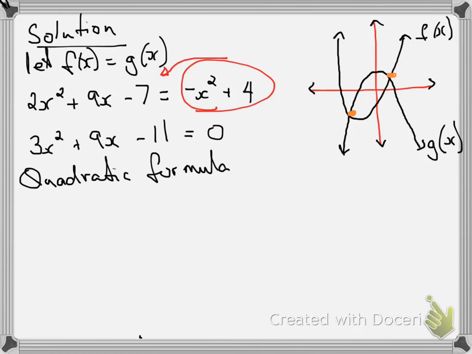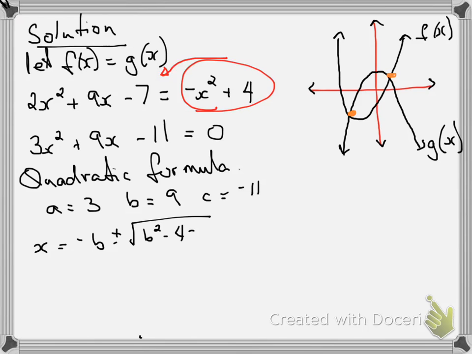Now, the quadratic formula in this case, a is equal to 3, b is equal to 9, and c is equal to negative 11. So, using our rule, x equals negative b plus or minus the square root of b squared minus 4ac over 2a. I can now go ahead and substitute that and work it out. Well, just lucky I can, because I can now do this.